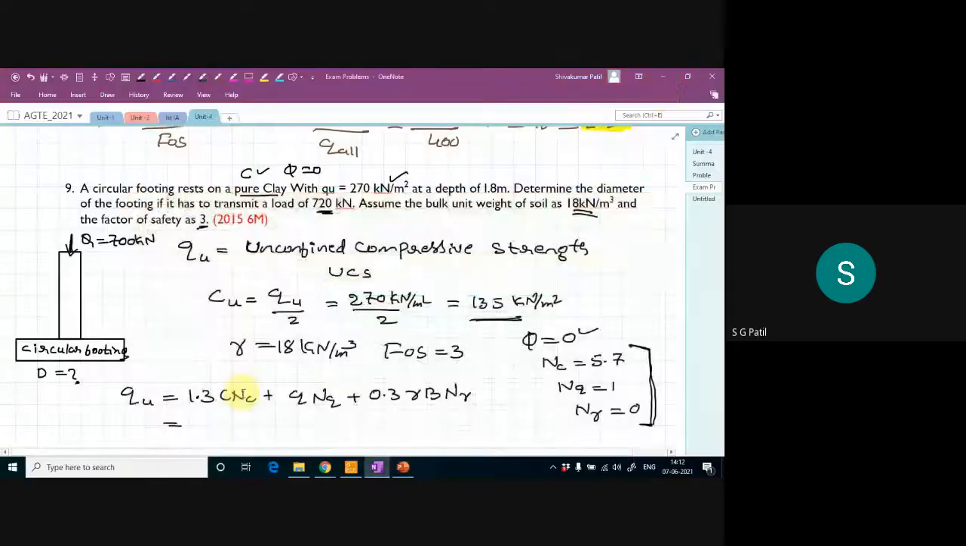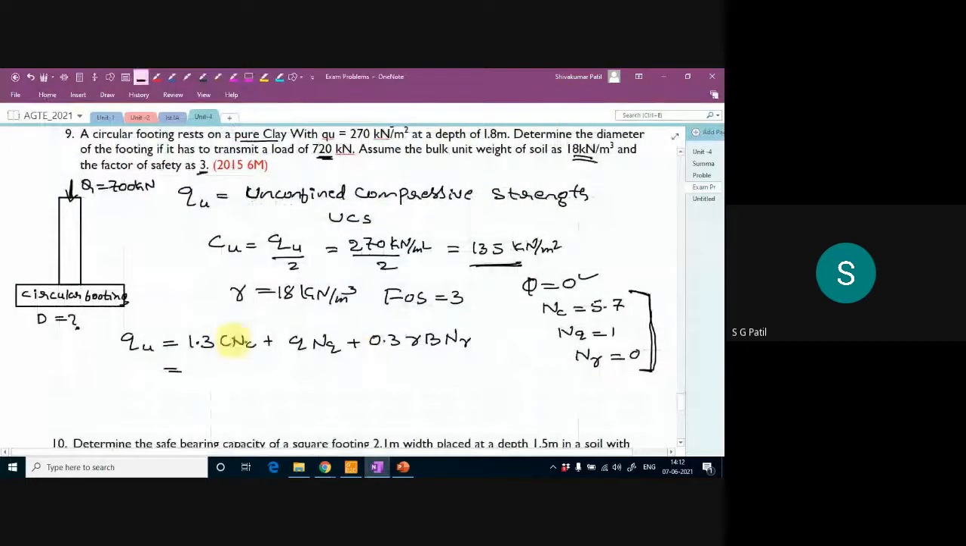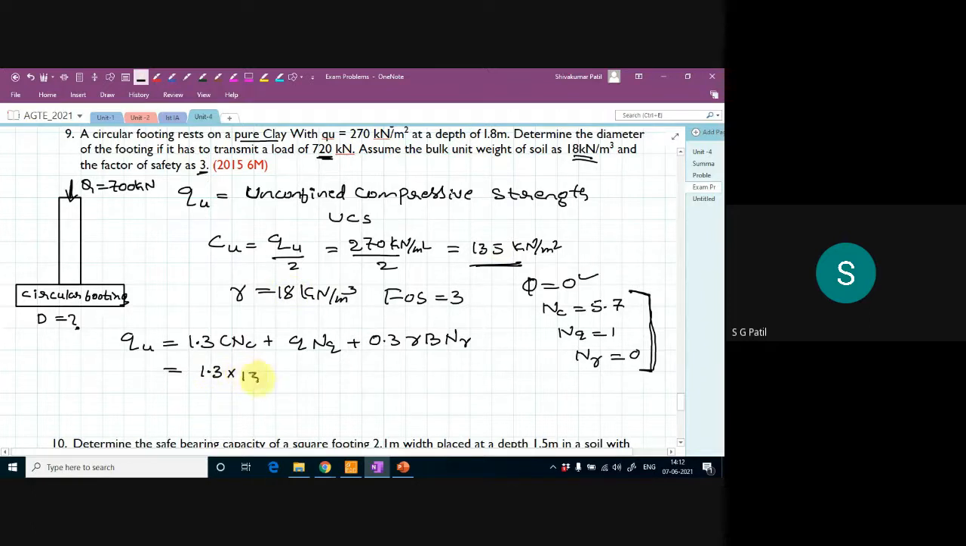Okay, come back to this problem now. So NC is how much? 5.7. Sorry, first 1.3 into cohesion. How much I calculated? 135. 135 into NC is 5.7. Okay, so this is my first term. Plus, what is the second term?